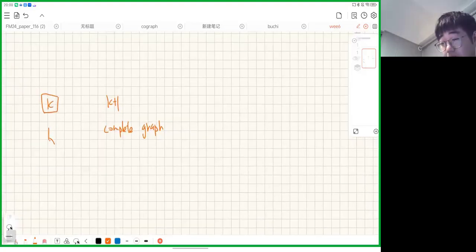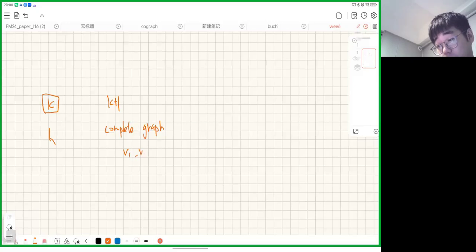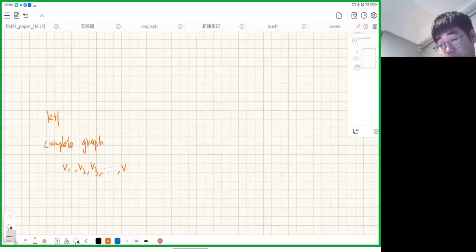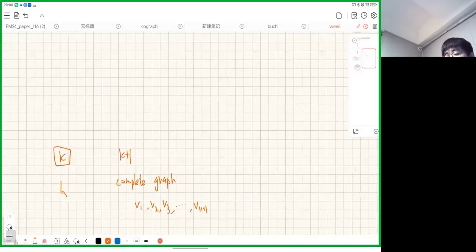So basically, let's call these vertices V1, V2, V3, up to V(k+1). Why do we want this to be a complete graph? Because we need exactly k vertices to cover everything. If we have fewer than k vertices in the vertex cover, that means we will miss at least 2 vertices in this complete graph. And these 2 vertices will have an edge between them, and we cannot cover that edge. Then this is not a vertex cover.